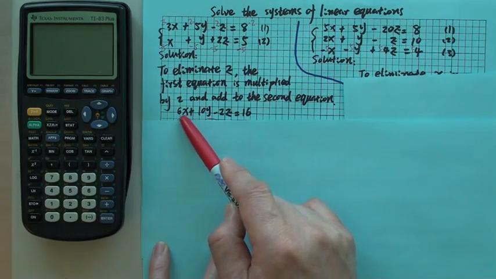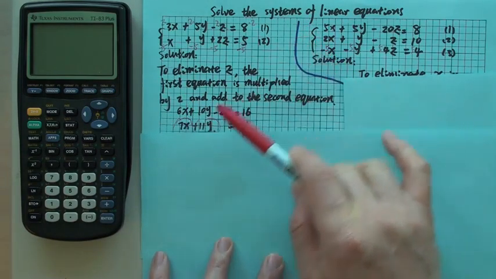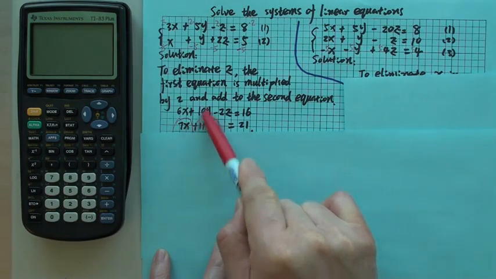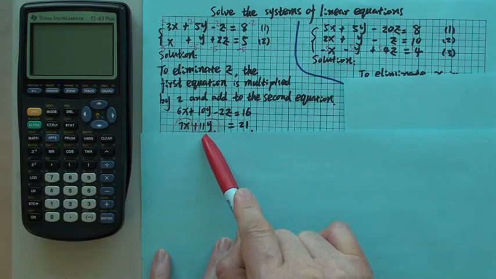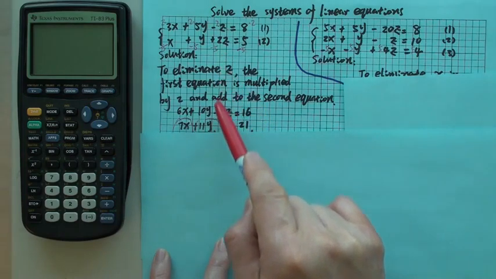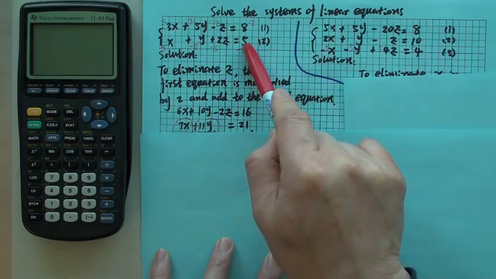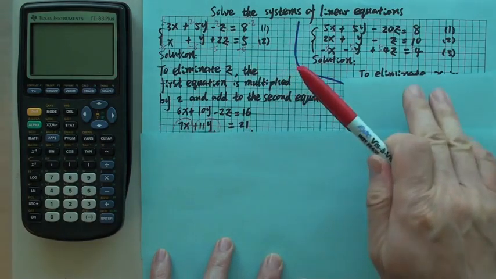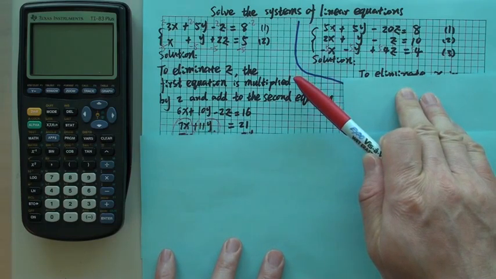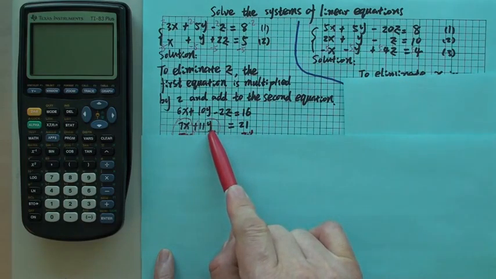Then we have 6x plus 1x, so we have 7x. And then 10y plus 1y, we have 11y. And again, negative 2z with positive 2z, they cancel each other. And then we have 16 plus 5, which is 21. So z is cancelled. Now we want to use x to express y.